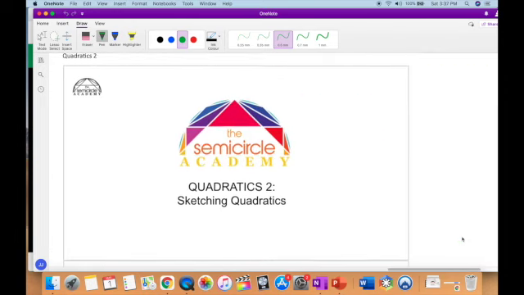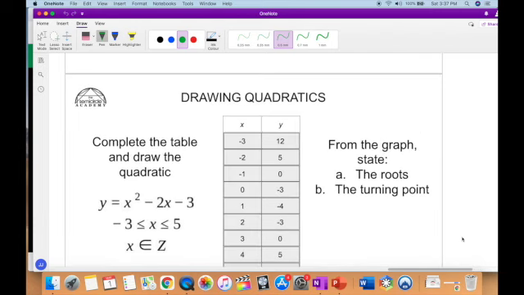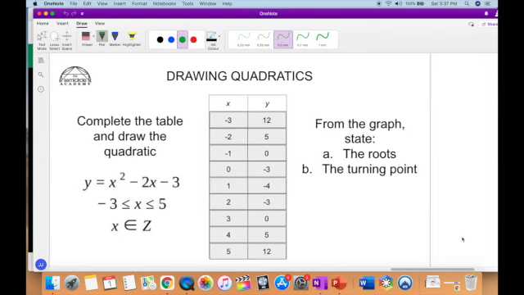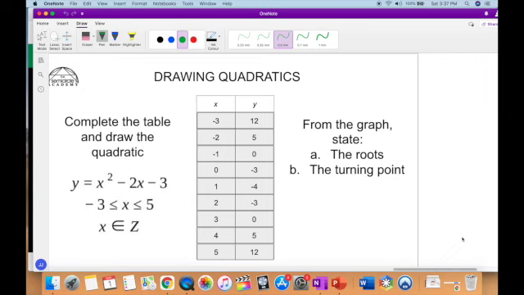I hope you have your graph paper with you. Alright. What we're going to talk about is drawing a quadratic equation. And what I want you guys to do is actually draw this equation. So complete the table and draw the quadratic equation. Well, good for you that the table has already been completed. So yay, right? This is the quadratic equation here.